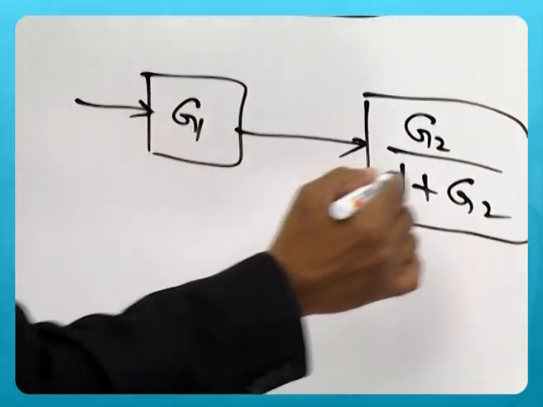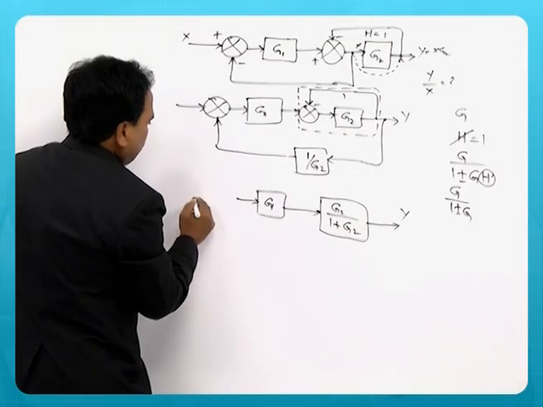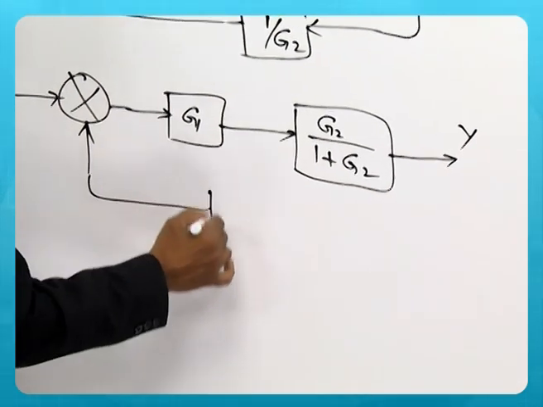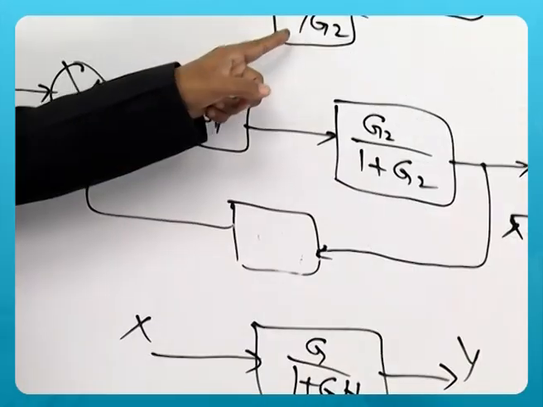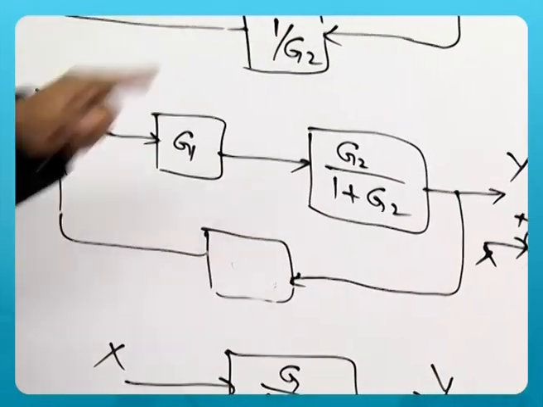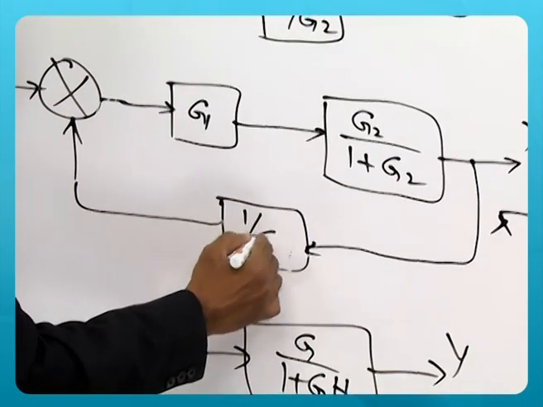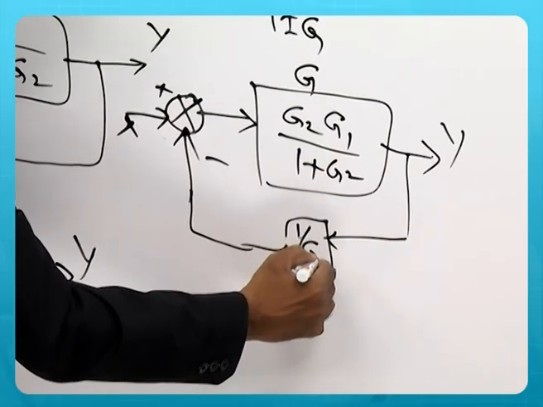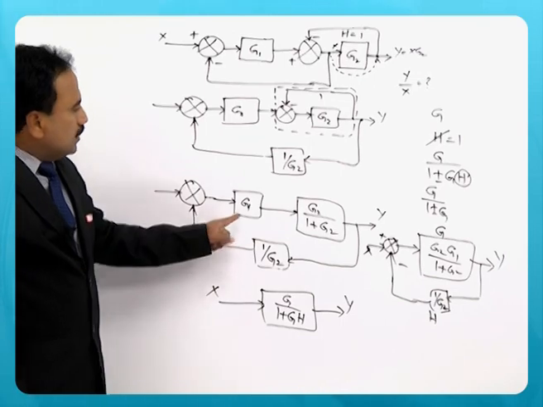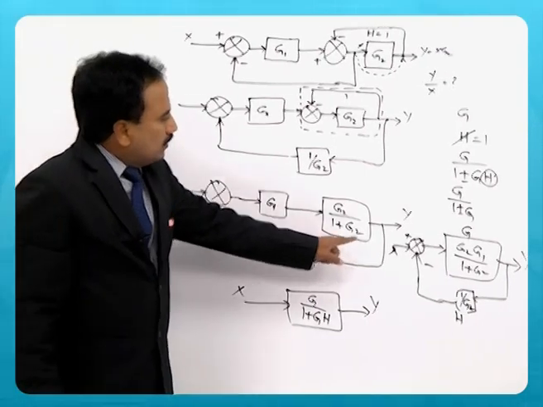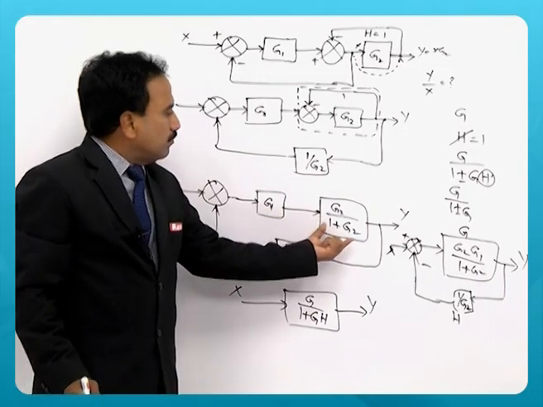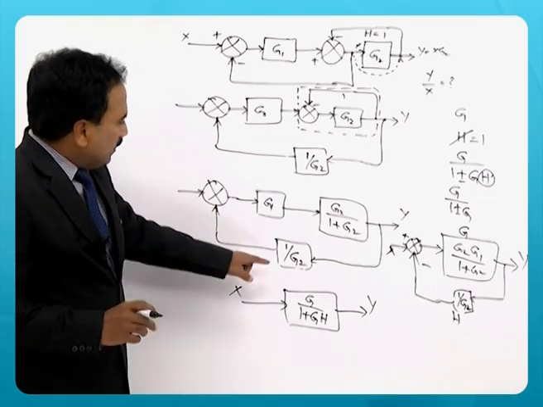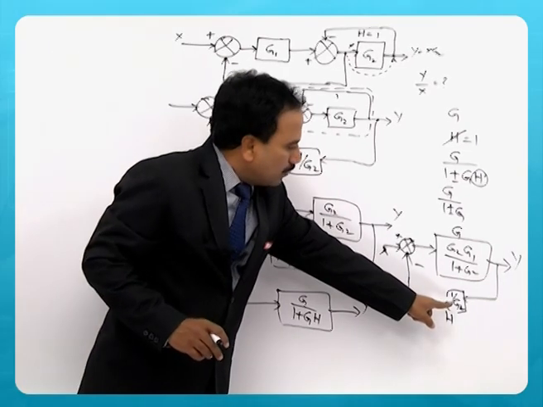This is the output Y, and this is the summing point you have, and there is a block here. The additional block is created because of shift of takeoff point is 1 by G2. Now these two blocks are in cascade, so the product of two individual blocks will be a single block, G1 G2 by 1 plus G2, and in the feedback path there is a block 1 by G2.